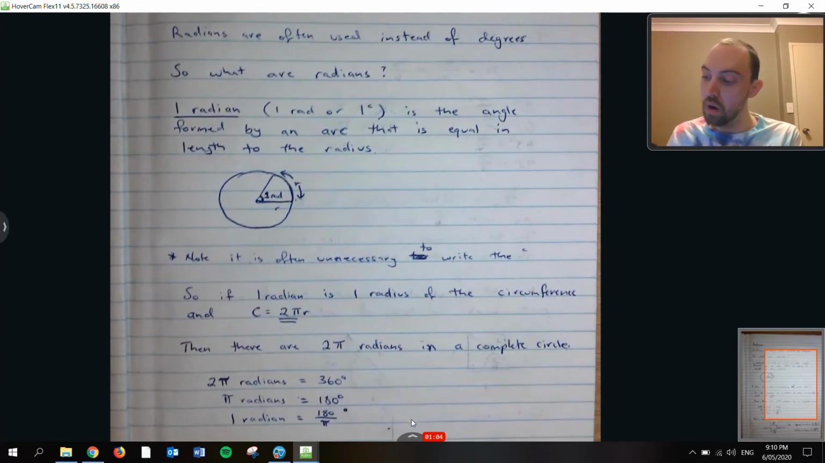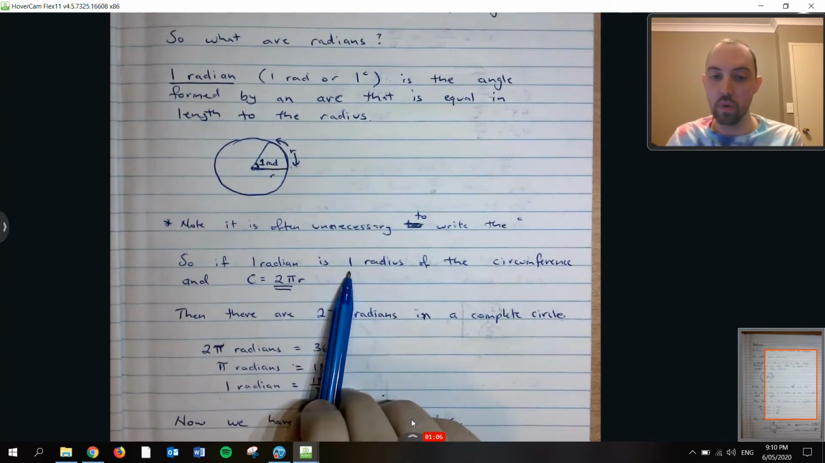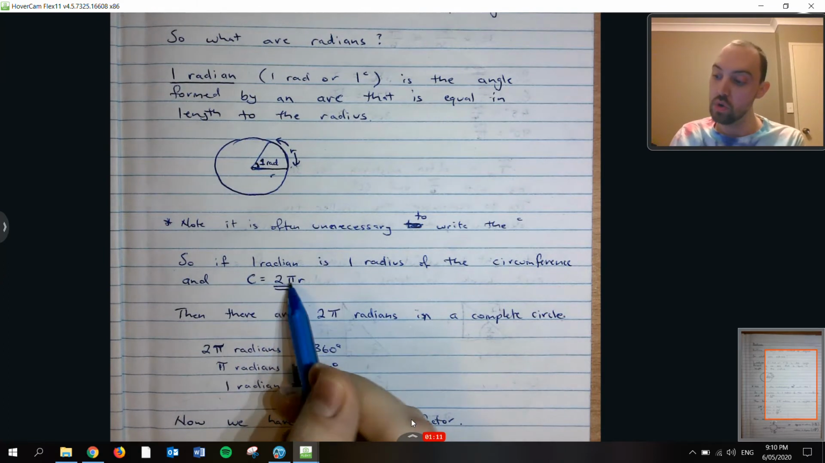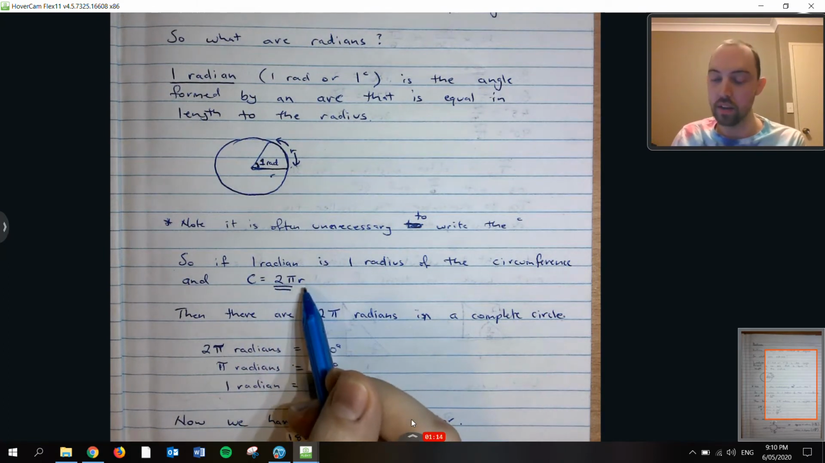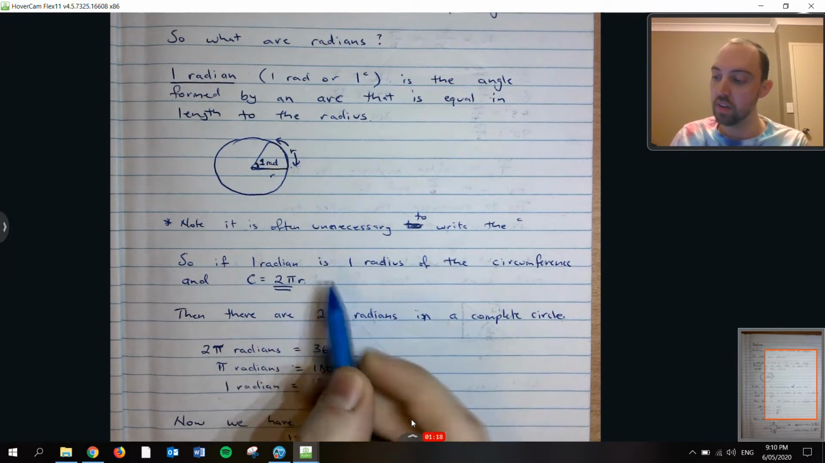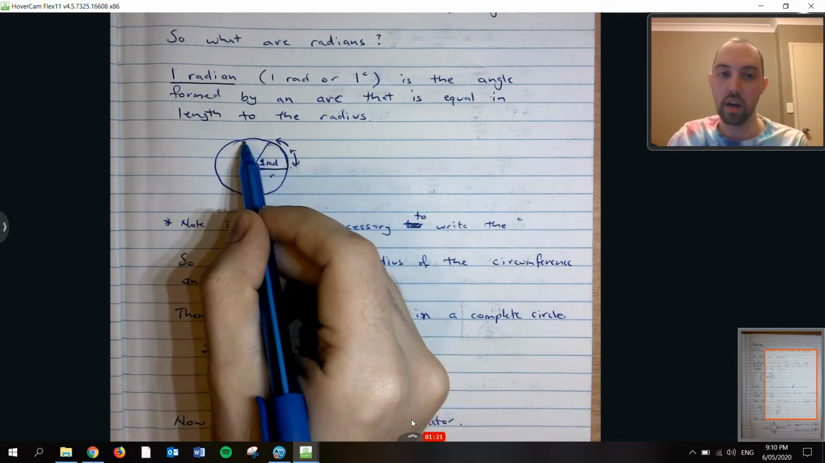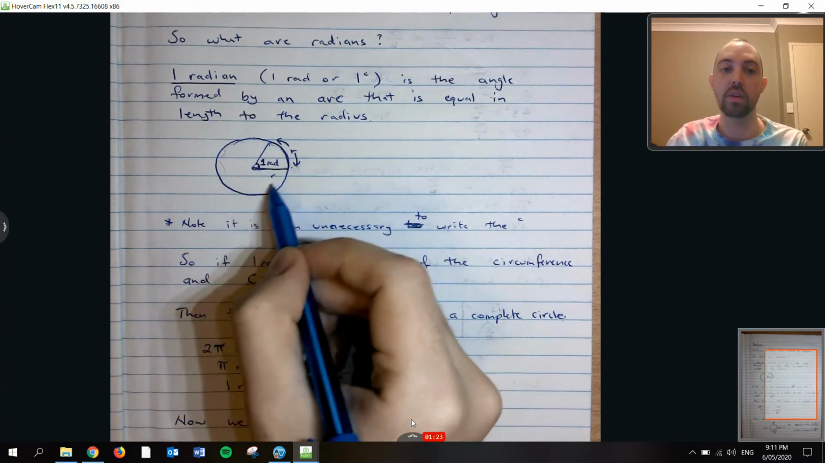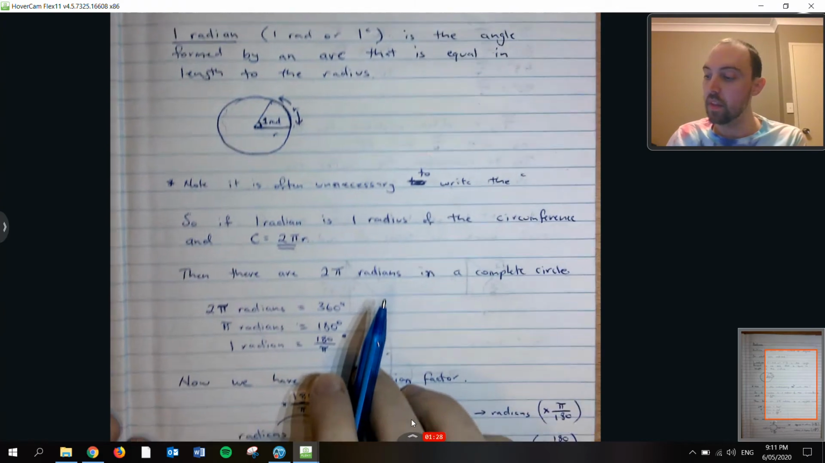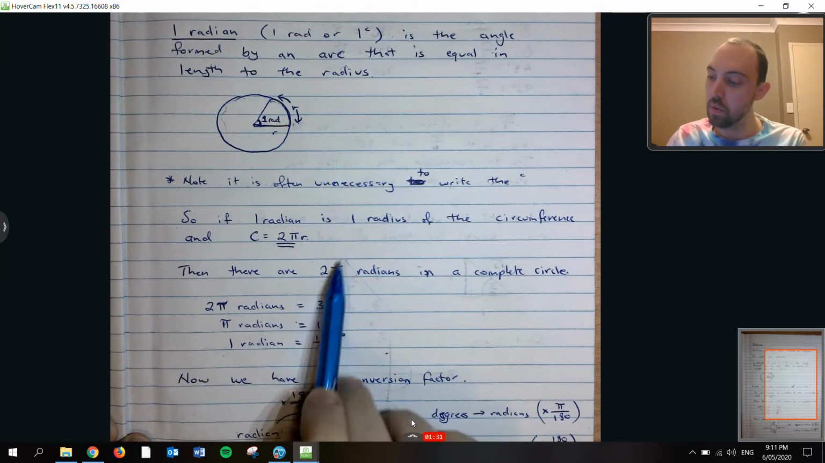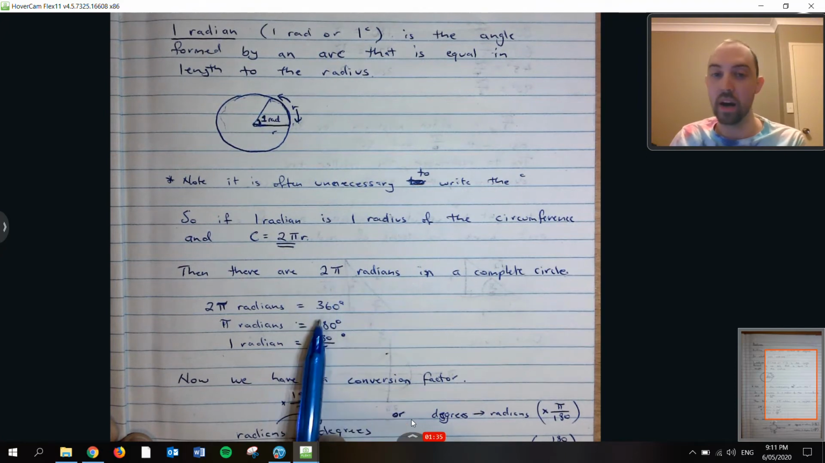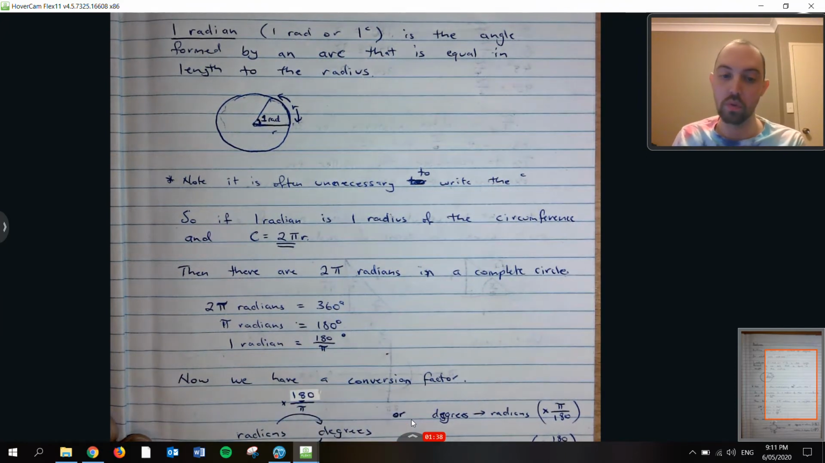Now, if 1 radian is 1 radius of the circumference, and our circumference is 2 pi lots of the radius, meaning that there's 2 pi of the radius completely around, until you have 2 pi lots of the radius, then remember that 1 radian, 1 radius, 2 pi radiuses means 2 pi radians in a full revolution.